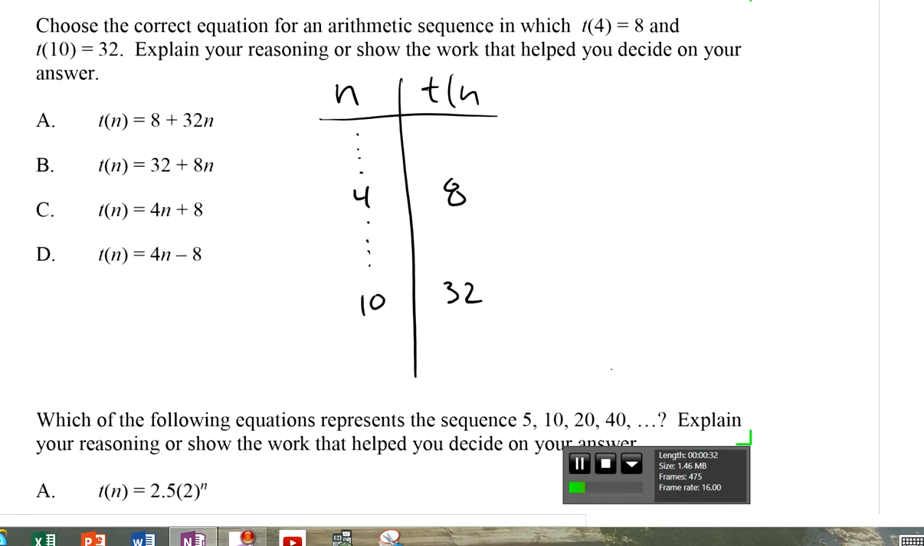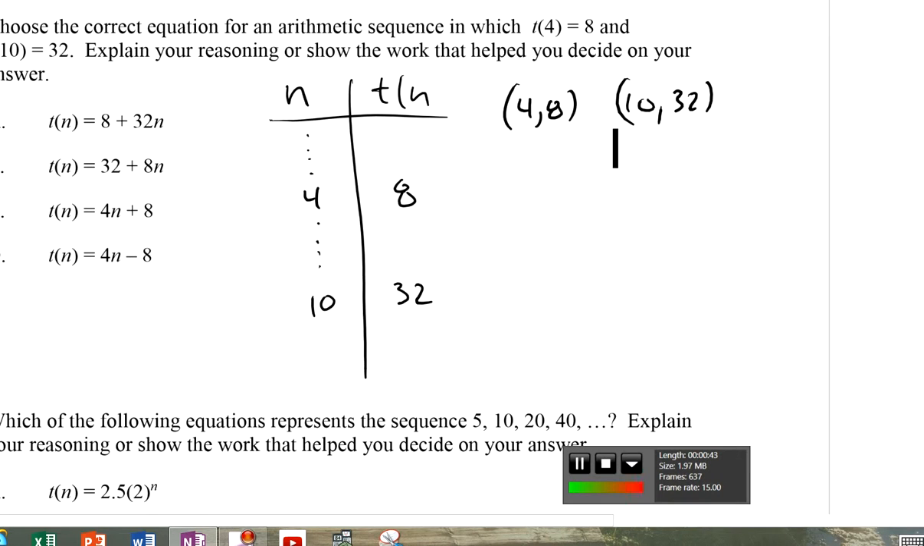Now, think about this, right? This is just like me asking you this question. Hey, class, here's the point (4, 8). And here's another point, (10, 32). Find the equation of the line that goes through that. Okay? Now, if I gave you that, we're going to find the slope of this line, and then we're going to find the y-intercept, which is the 0th term.